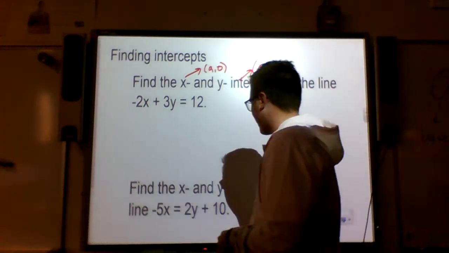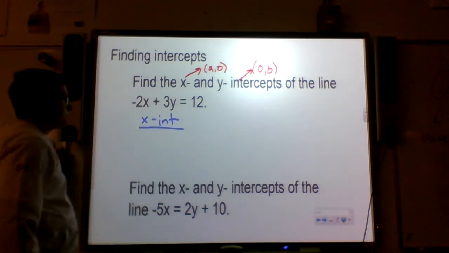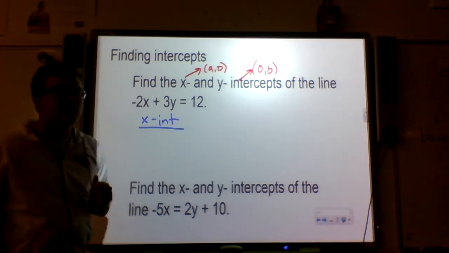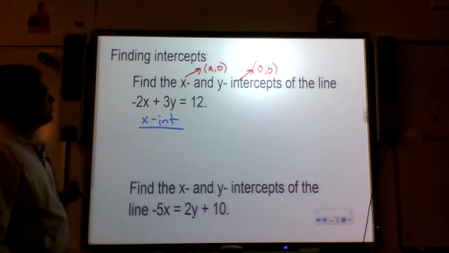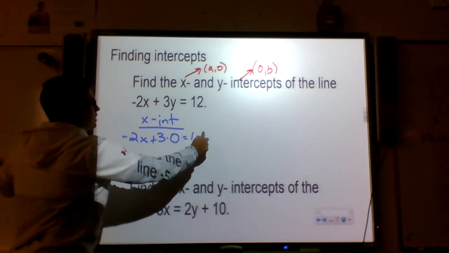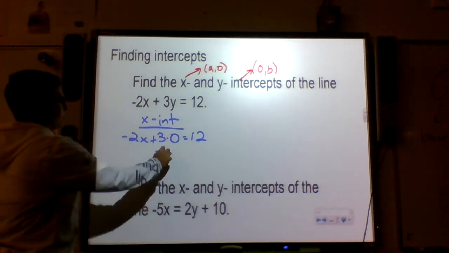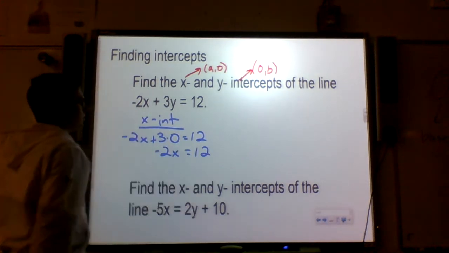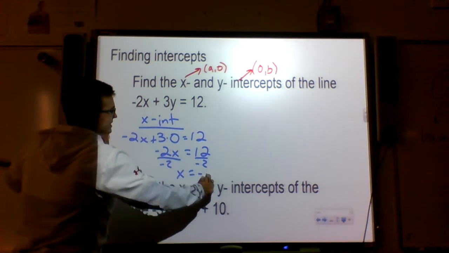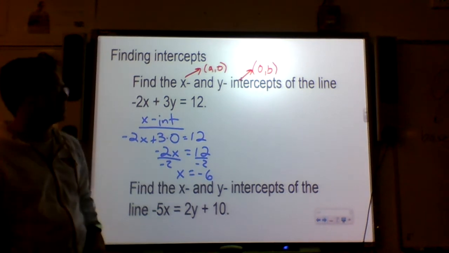So first thing I'm going to do is I'm going to find the x-intercept. So I'm going to look for my x-intercept. I know that that point is going to have 0 as my y-coordinate, so what I'm going to do is I'm going to plug in 0 for y. Negative 2x plus 3 times 0 equals 12. 3 times 0, that's just 0, so I have negative 2x equals 12. And then all I have to do is divide by negative 2, and x equals negative 6. So my x-intercept is negative 6.